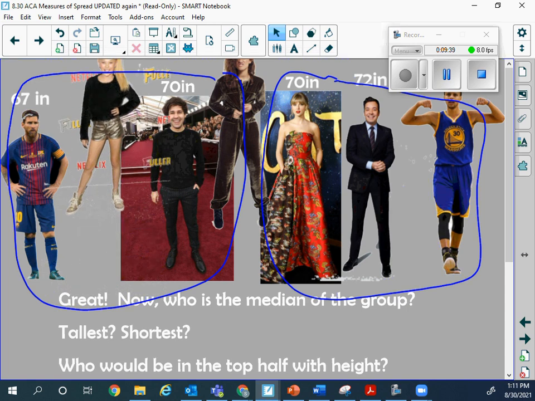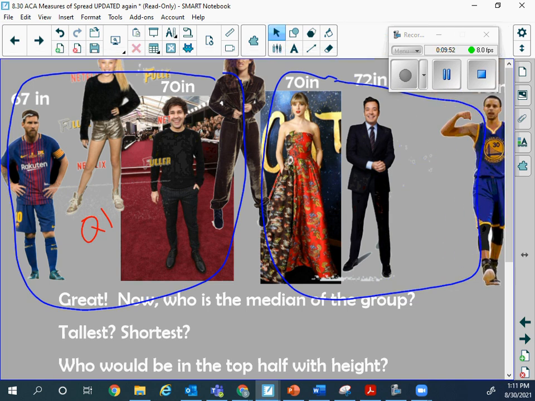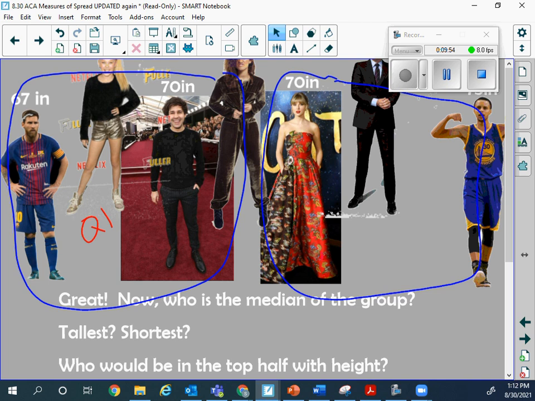Jojo. She would be called Q1. She is the median of the median, the median of the bottom. Who's the median of the top? Jimmy Fallon. Whoops, sorry, Stephen. Didn't mean to move you. There we go. And he would be called what? Quartile 3. Where did I get 3 from?